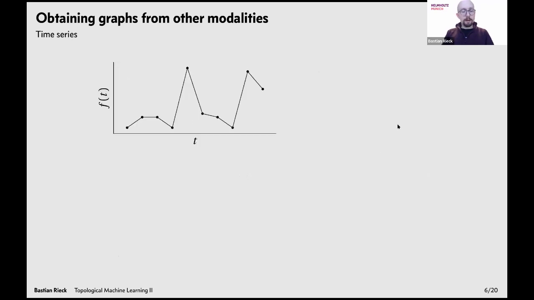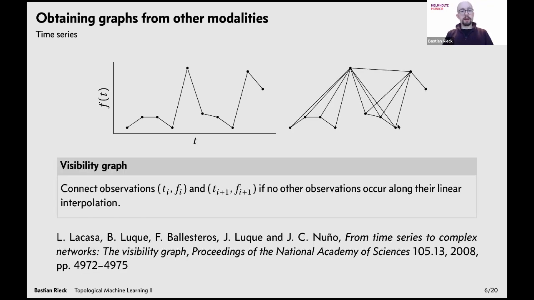Now, there are also ways to obtain graphs from time series. So you take your time series, at least if it's a univariate time series, and you can build a so-called visibility graph. The visibility graph is defined by taking a kind of literal point of view, in which you try to see which points can be seen without intersecting the time series itself. So you connect observations at points i and i+1 if there are no other observations along their linear interpolation, so if they don't intersect the time series as such.